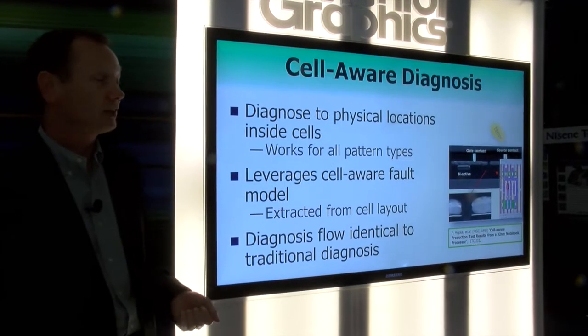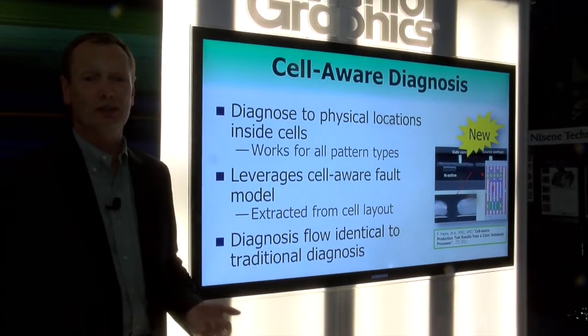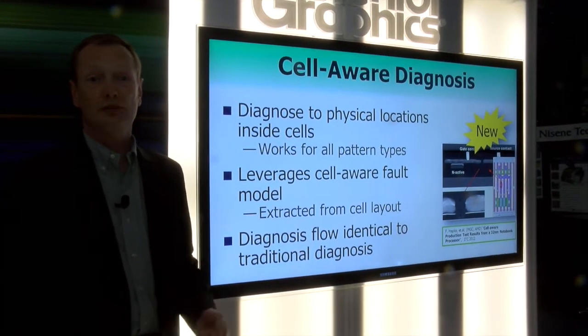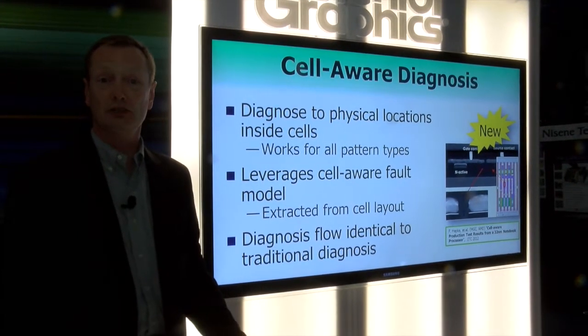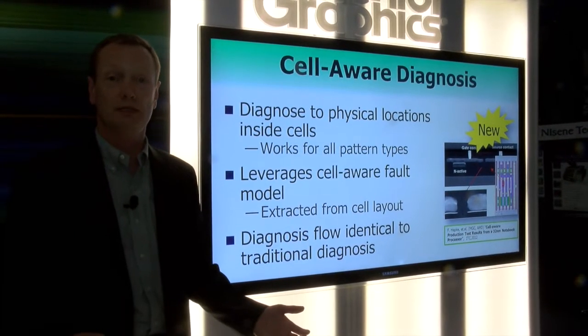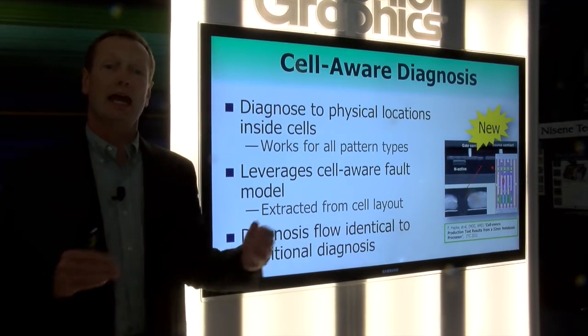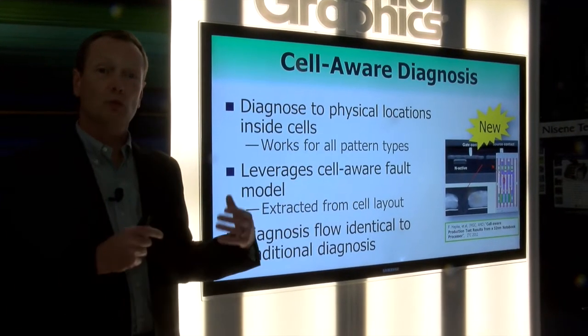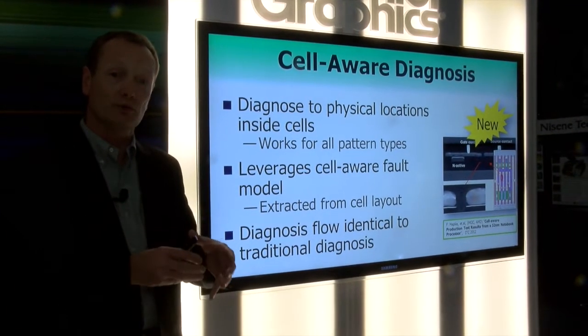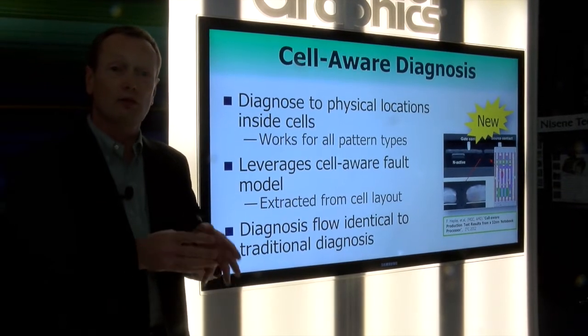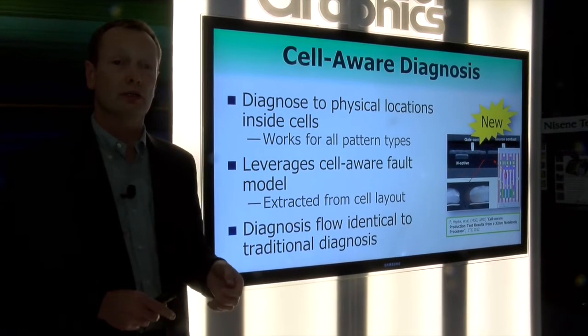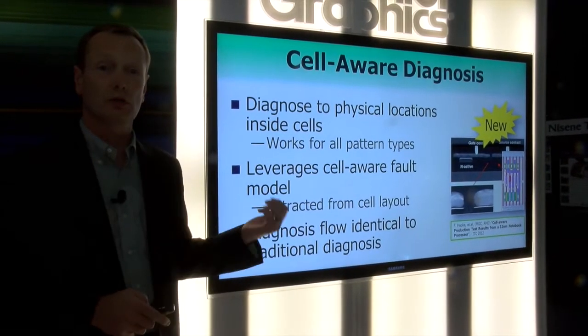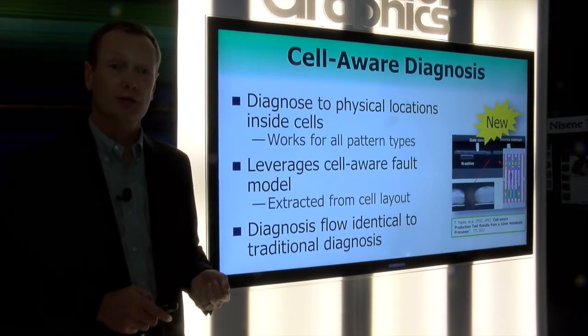New this year is that we're talking about what we call cell-aware diagnosis. And Tessent Diagnosis has for many years been able to differentiate between defects in the interconnect and in the cell. And what's new is that we can now go even further. We can identify and find out where inside the cell the defects are located through what we call cell-aware diagnosis.